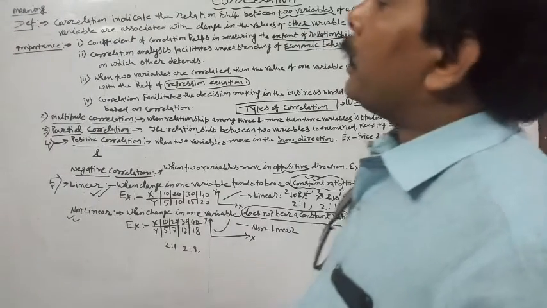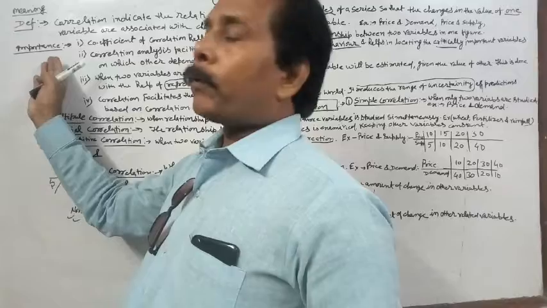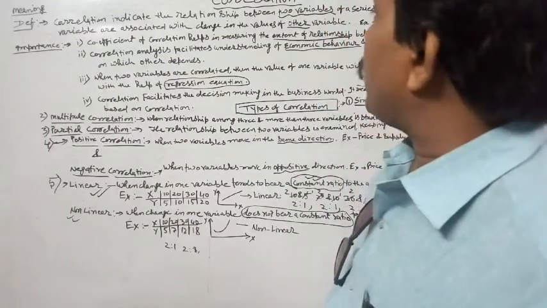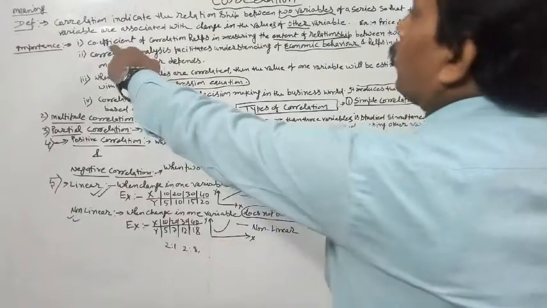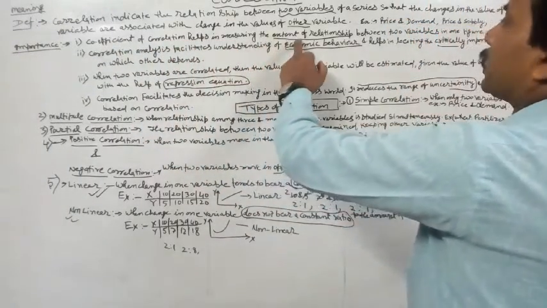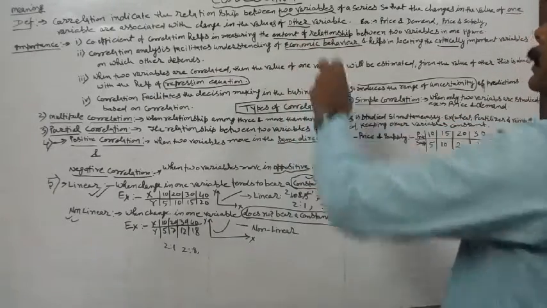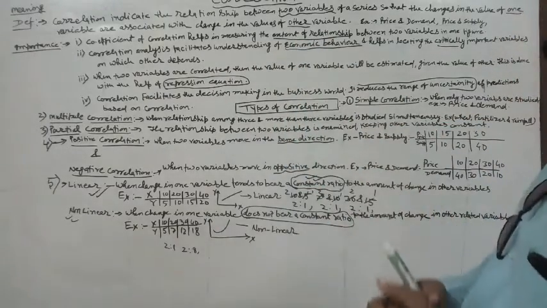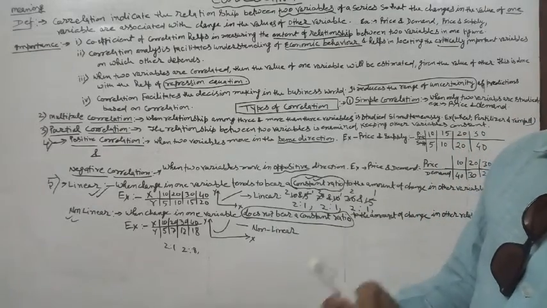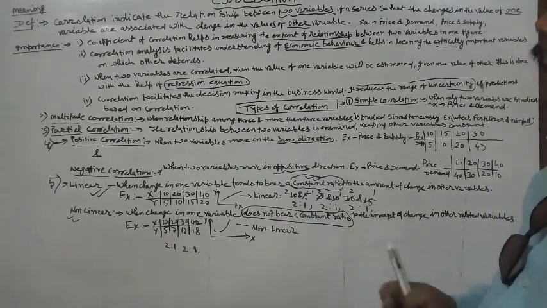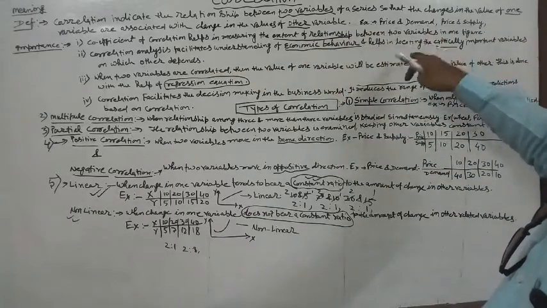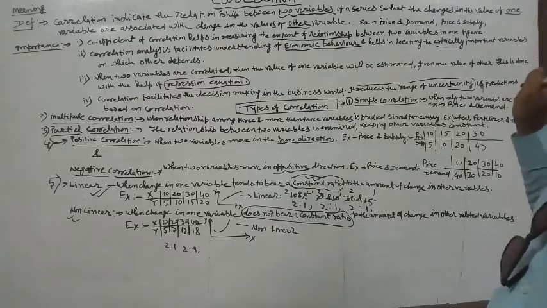Now come to the importance of correlation. I have taken four main points. First, the coefficient of correlation helps in measuring the extent of relationship. Extent of relationship means which kind of relationship: it is strong, weak, partial and so on. So the extent of relationship between the two variables in one figure.